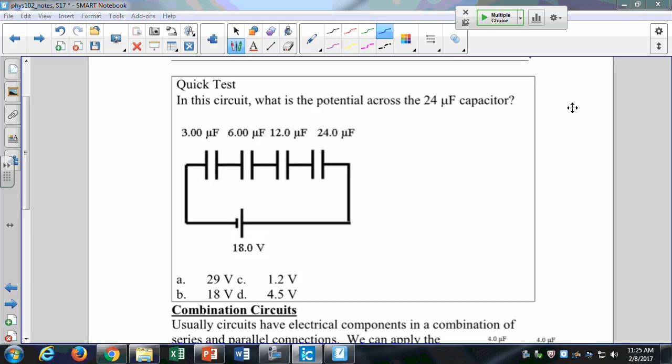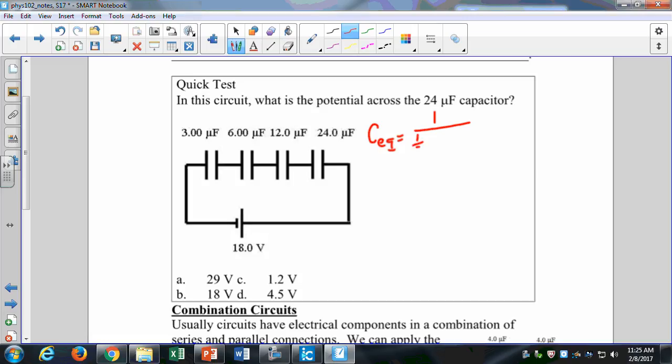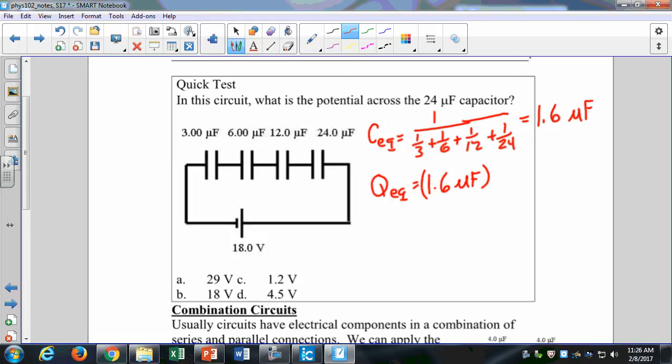So this is how you go through on a problem like this, where the numbers don't work out exactly right. They're not very easy to do. First, you find the equivalent capacitance. That's 1 over 3 plus 1 over 6 plus 1 over 12 plus 1 over 24. And does anybody know what this is? 24 over 15, which is what? 1.6? That's 1.6 microfarads. And then you find the equivalent charge. That's 1.6 microfarads times 18. Goodness bless you. And that's equal to 28.8. Sounds right. So that's the charge on the equivalent capacitor.